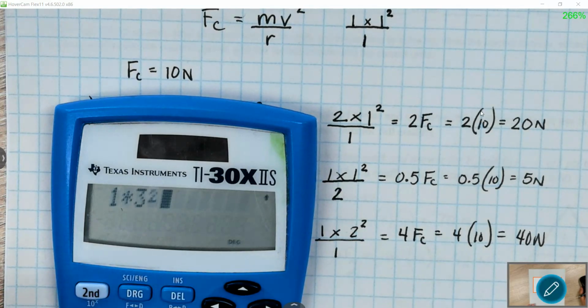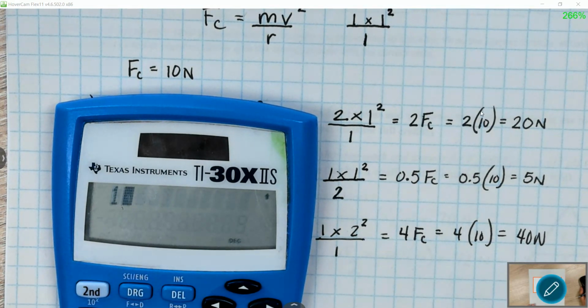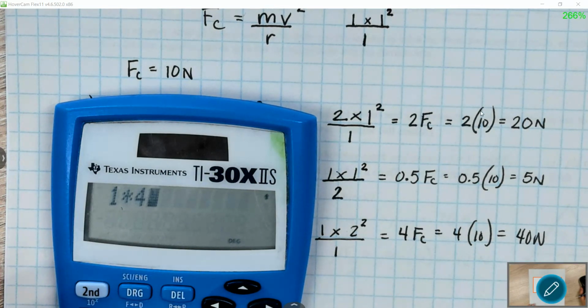So instead of this being a 2, if they said the speed was tripled, we would have 1 times 3 squared, divide by 1, 9 times the force. 1 times 4 squared would be 16 times as much force. If they increased it by a factor of 5, 25, etc.